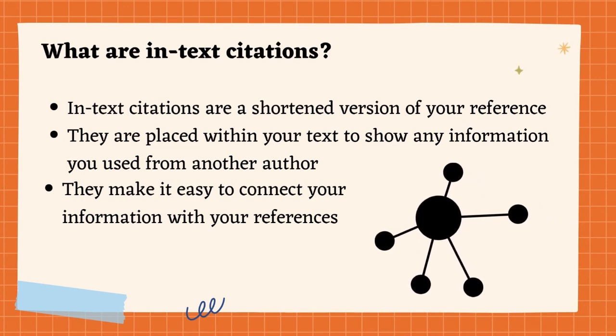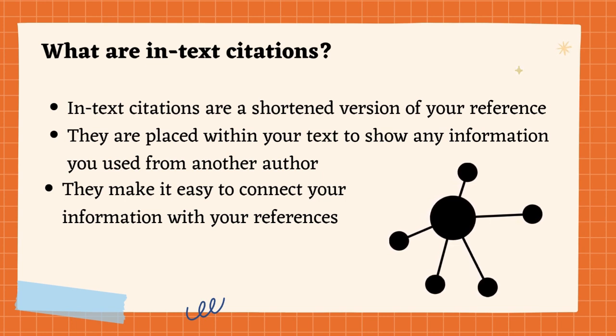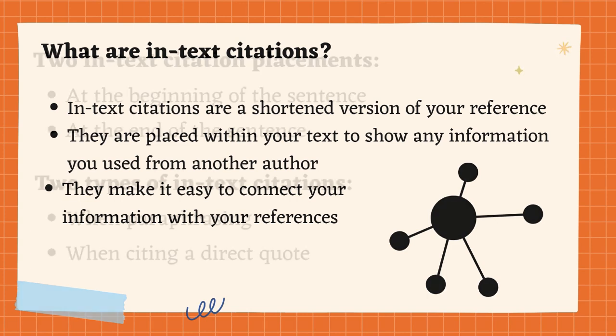So first off, let's talk about what in-text citations are. In-text citations are a shortened version of your reference. Anytime you paraphrase or quote someone else's work, you have to make sure that you attribute that information to that person. Now, if we had to put their name and article title and journal title and date published all in your paragraphs, it would get cumbersome. So in-text citations are shortened and show where you got your information and make it easy for people to then find that information on your references page.